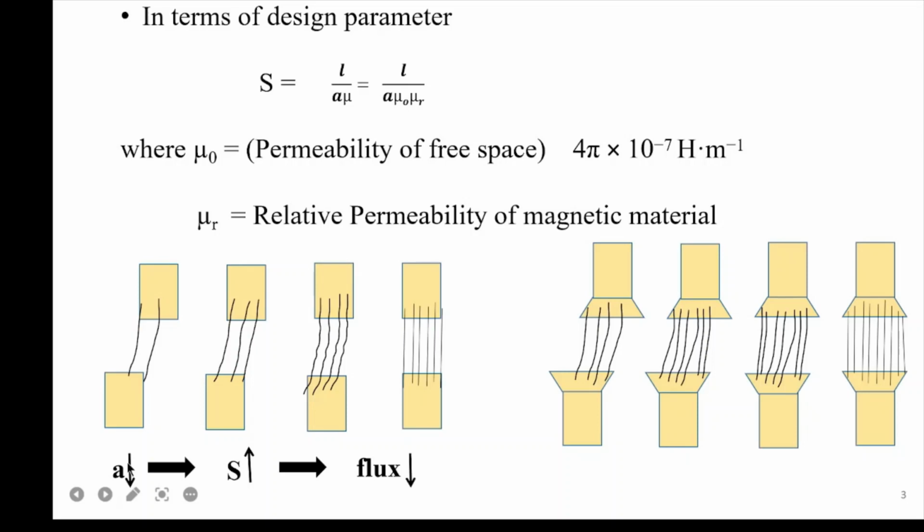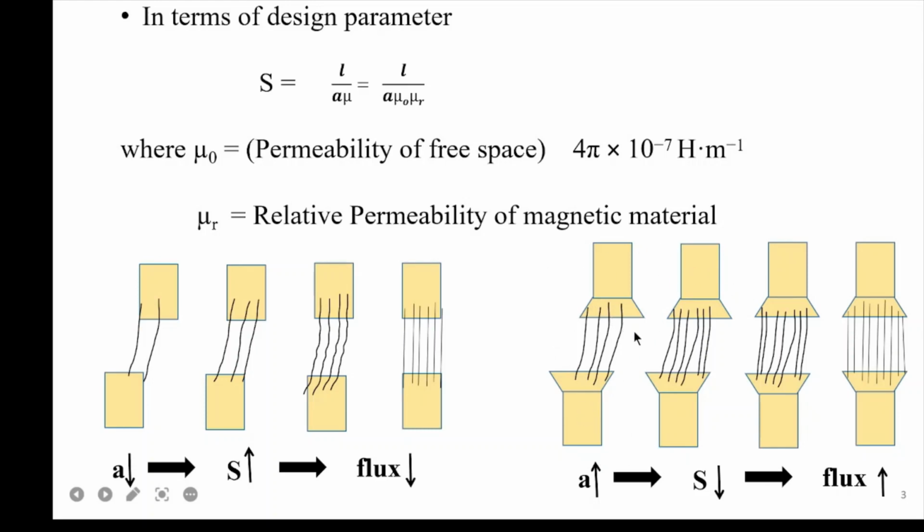If the area of cross section is less, the reluctance is more, because both terms are inversely proportional. And if the reluctance is more, then flux will be less. That is why we are getting less flux compared to the right side diagram. In the right side diagram, the area of cross section linking the stator and rotor is more, by using the pole shoe concept. Then the reluctance will be less, and the lower reluctance will improve the flux.